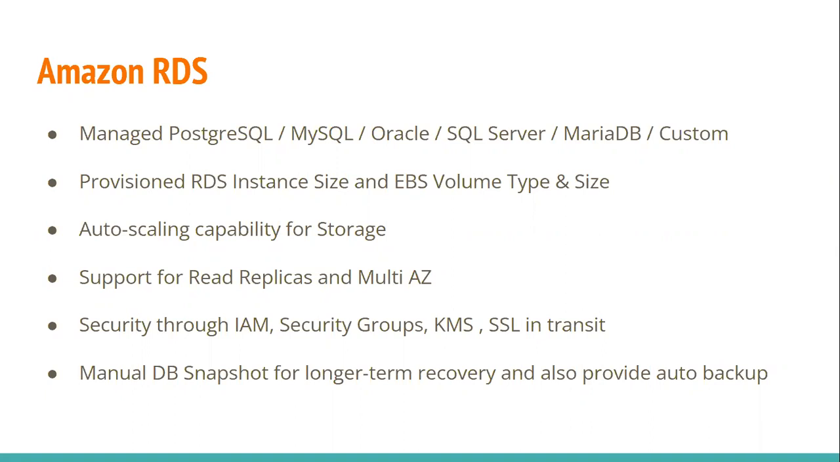Then there is provisioning of the RDS instance size and EBS volume type and size. You can add and remove instance sizes, and you can also attach and remove EBS (Elastic Block Store) volume types and increase or decrease the size while using AWS RDS. From that you can also enable or degrade the database sizes.